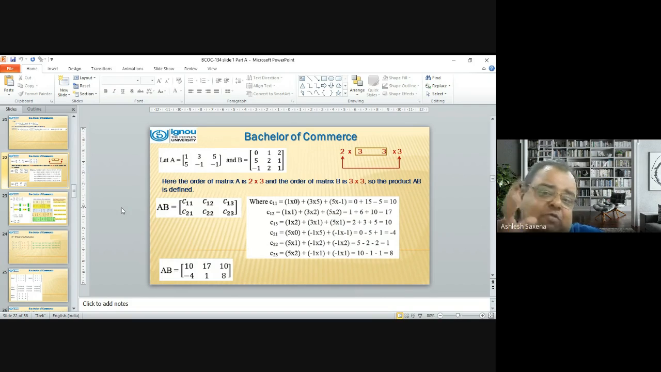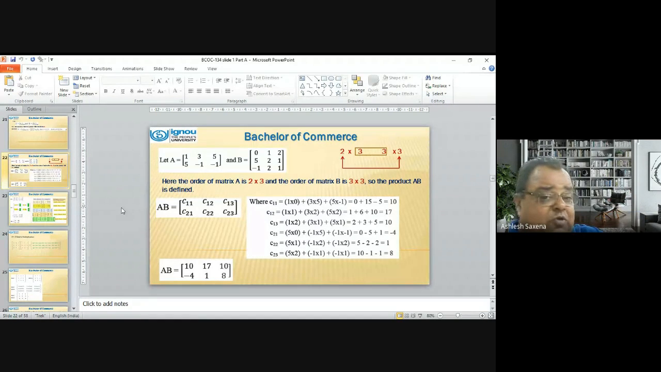Now see, we have two matrices. Pay attention to what I'm saying right now. This is one of the most difficult parts of this whole matrix and determinant topic. You have to be very careful. You have matrix A: 1, 3, 5, 5, minus 1, minus 1. In this, we have 2 by 3 form. That means we have 2 rows and 3 columns, for matrix A. And in matrix B, we have 3 rows and 3 columns.